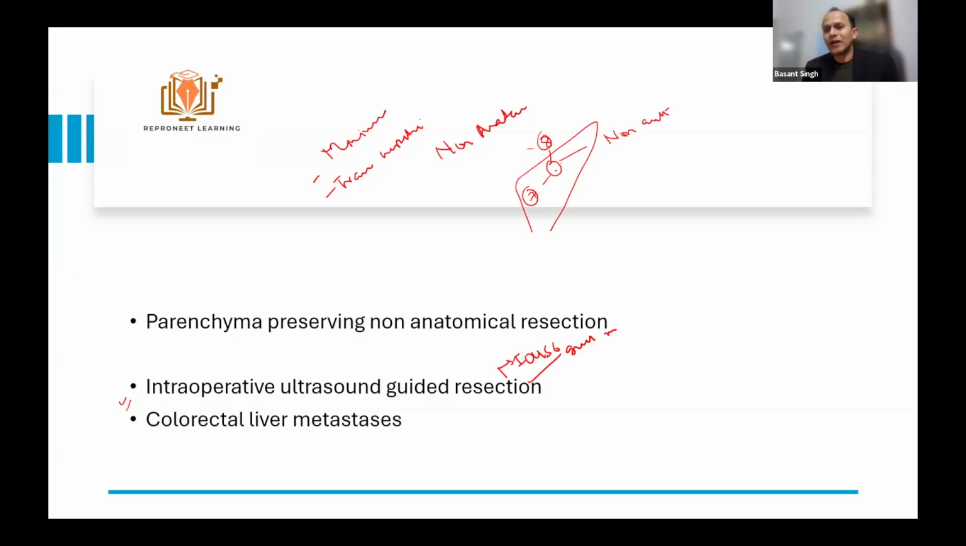How to do that? In non-anatomical resection, we don't have any inflow control. So we put the ultrasound probe and mark the margin, try to get an R0 margin, and go straight inside. We start cutting the parenchyma, and whatever pedicles you get during the liver coring, you ligate all of them, whatever is feeding the tumor. And in the end, we remove the tumor.